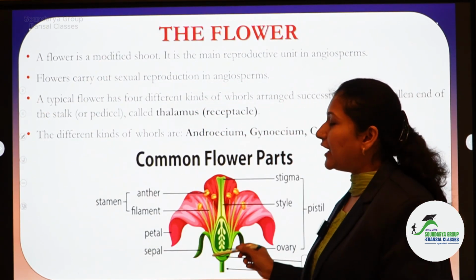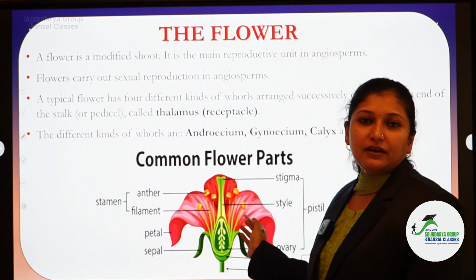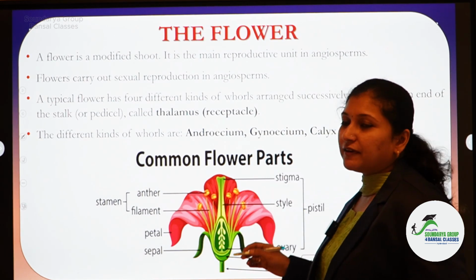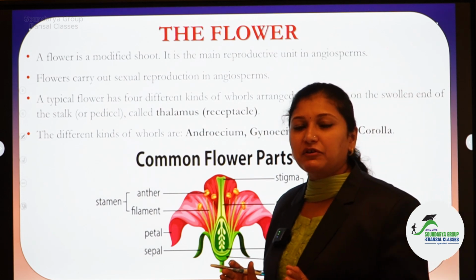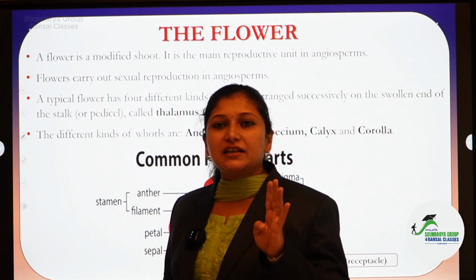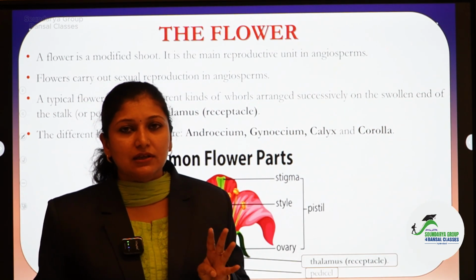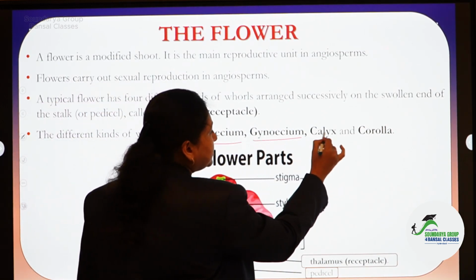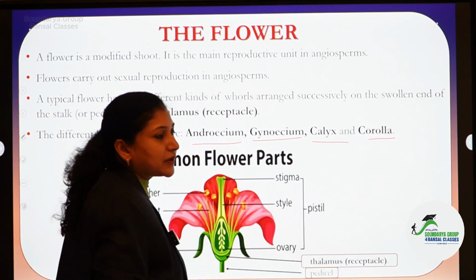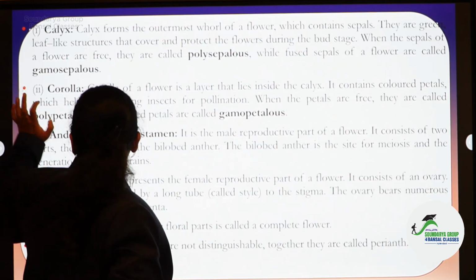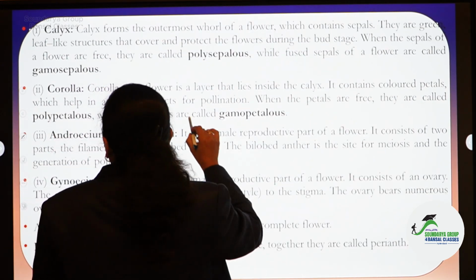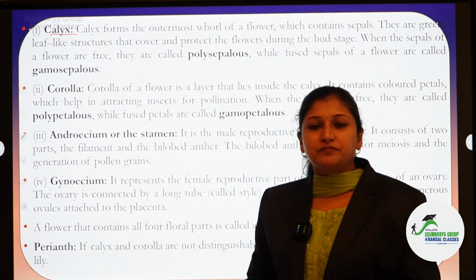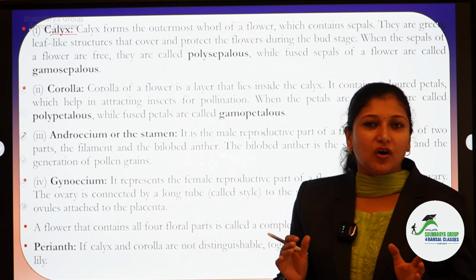Then the flower itself, the reproductive organ of the plant. If it is a bisexual, complete flower, it contains 4 main whorls. These 4 whorls are androecium, gynoecium, calyx and corolla. First is the calyx, the outermost whorl of the flower.